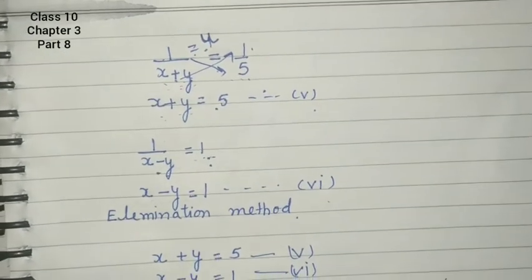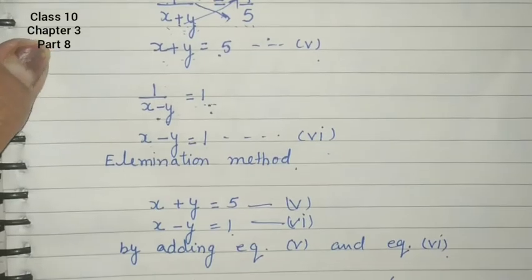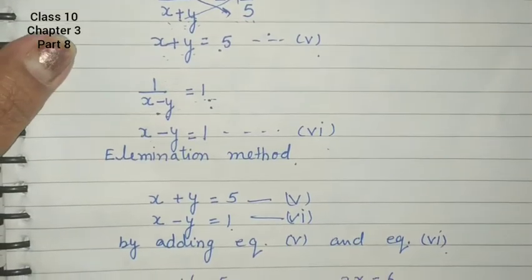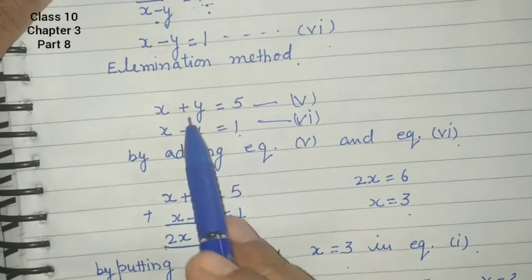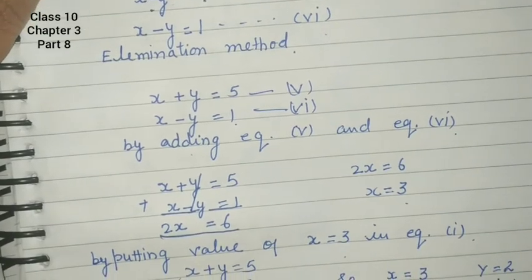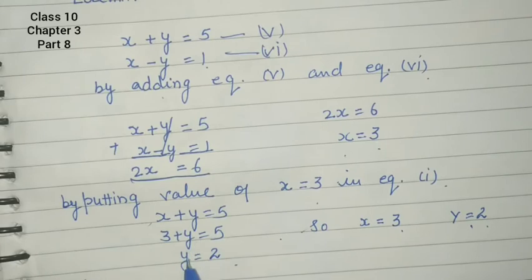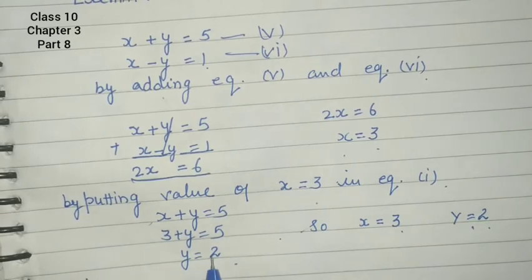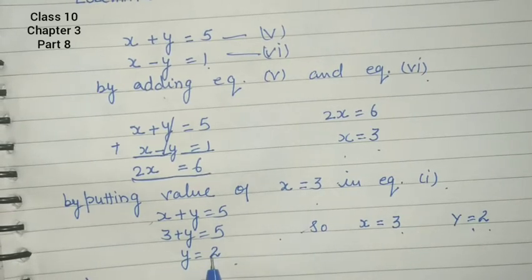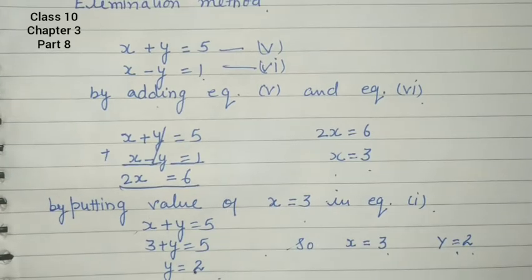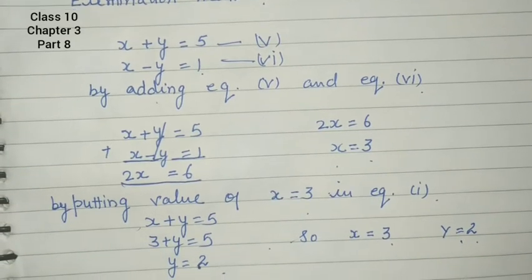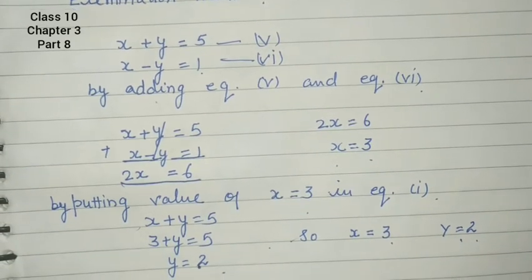So here again I am using the elimination method because I get two more equations. By solving them, I get x is equal to 3 and y is equal to 2. So that is how we reduce equations to a system of linear equations. You understand it very well.